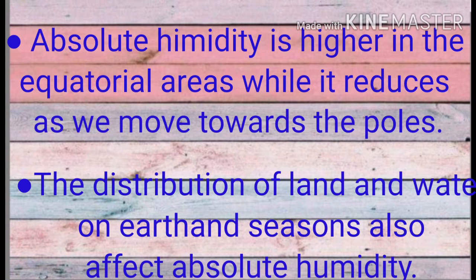And what do we understand about absolute humidity? That the amount of water vapor in 1 cubic meter of air is the absolute humidity. Absolute humidity is high near the coastal areas. Absolute humidity is high in the equatorial areas.